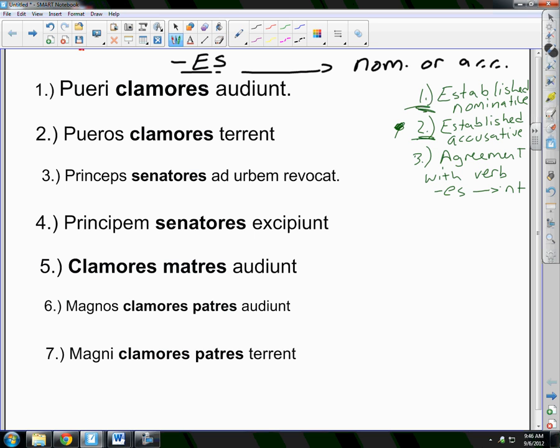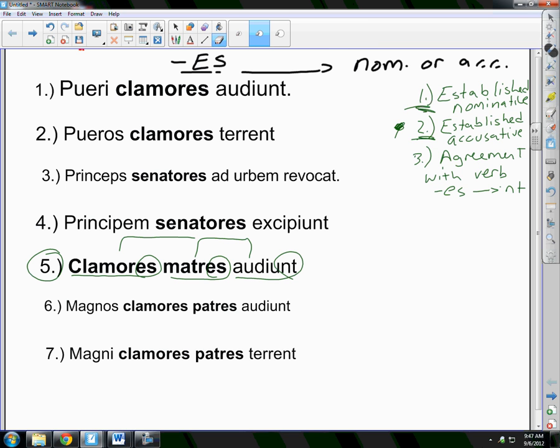Let's continue on to number 5. Number 5 here, I have 2 es's. Both of them have the possibility of being nominative or accusative. So how do I tell which one is which? Because the verb agrees with both of them, I can't use verb agreement. I can't establish one as a nominative. I can't establish one as an accusative. So I can't use 1, 2, or 3 up here. So what do I do? Well, I'm going to try both.